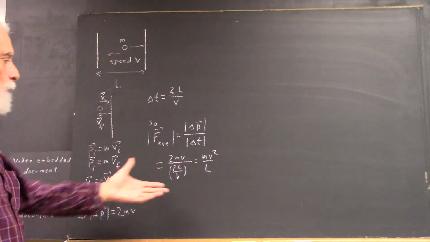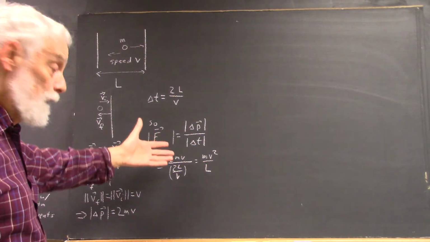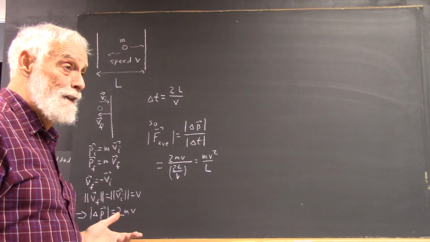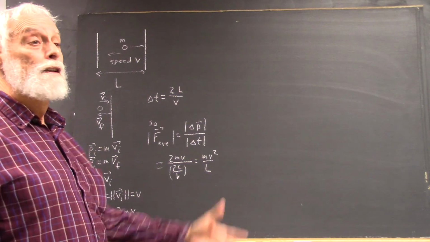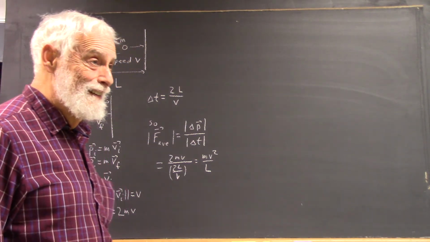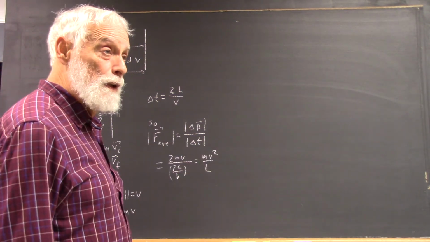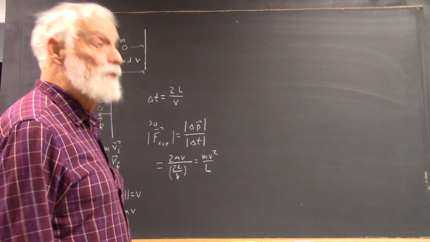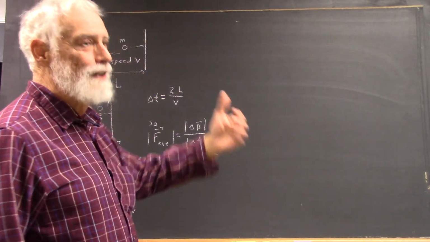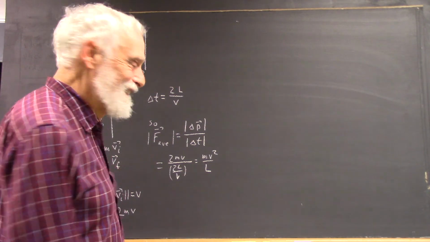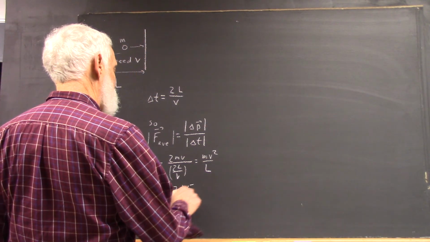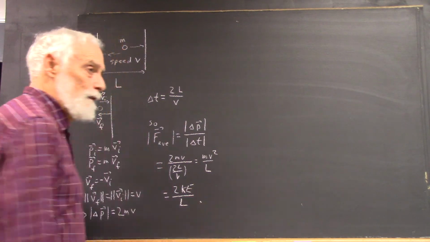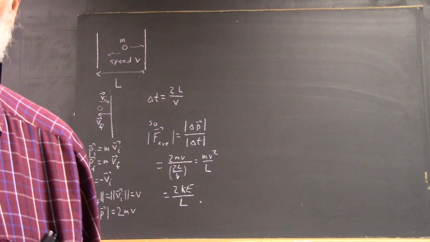And now, what do you see about any of this expression? Well, mv squared looks a whole lot like kinetic energy, right? Yeah. But it isn't kinetic energy. What is it? It's double the kinetic energy because kinetic energy is 1/2 of that, right? So this is twice the kinetic energy divided by L. And that's kind of a big deal to start right off with.